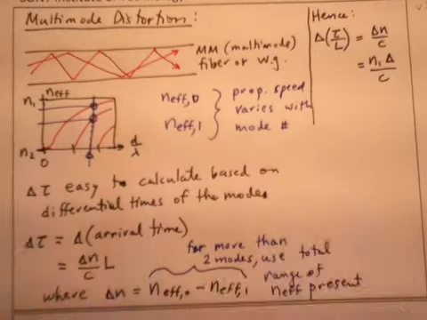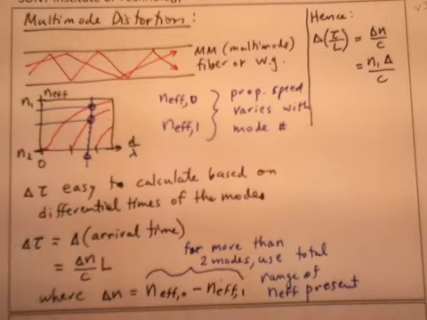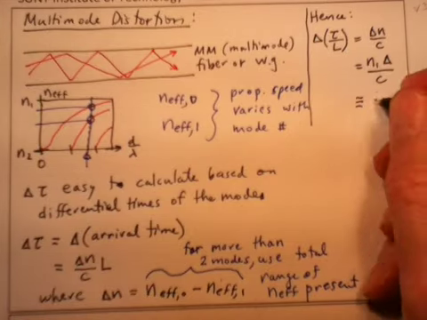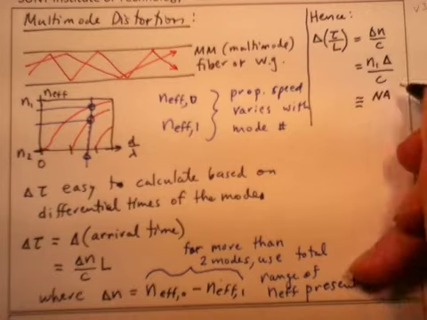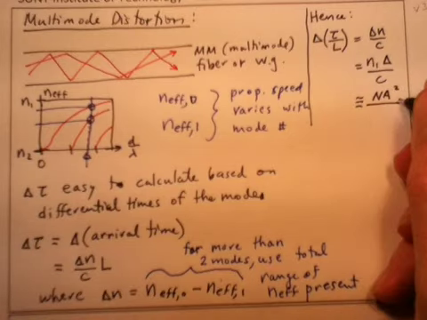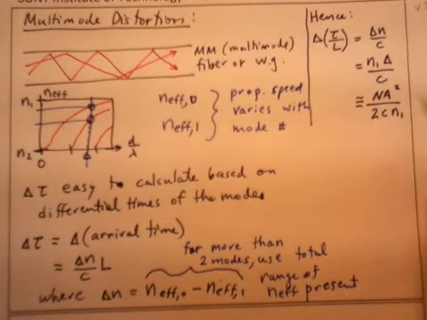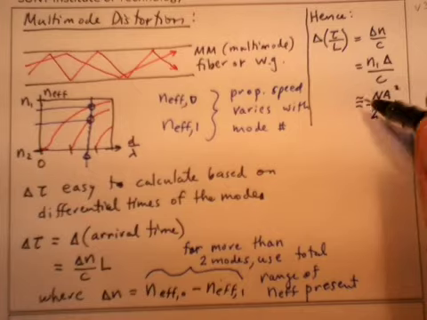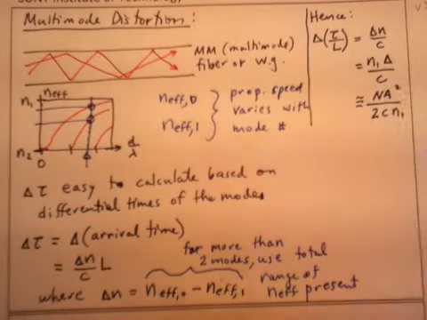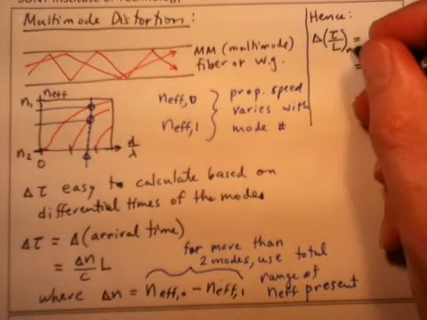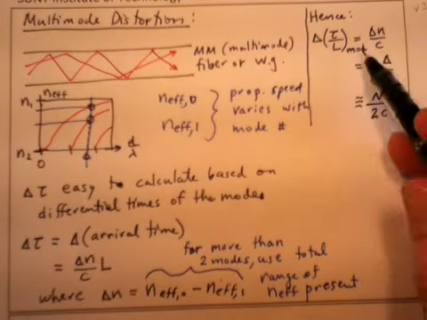Well, first of all, I'll finish up this equation. And this equation is also approximately equal to the numerical aperture squared all over 2 c n1. Okay, so this is what is called the modal dispersion per unit length, or multimode distortion. And so I'll put a MOD subscript on that quantity.